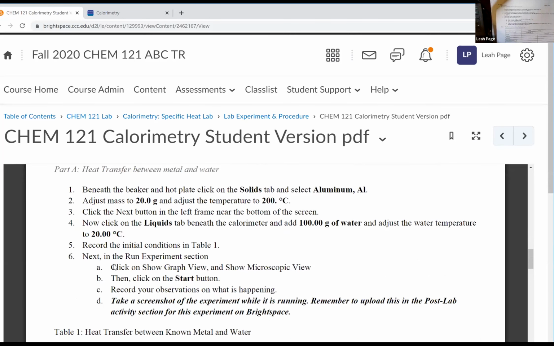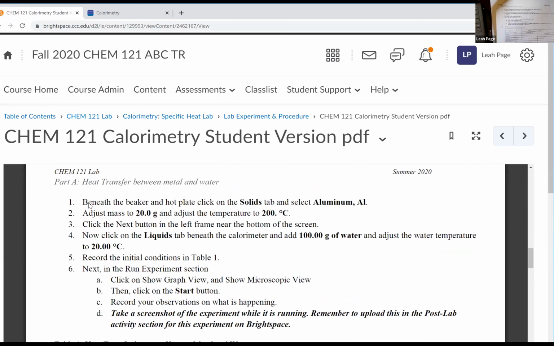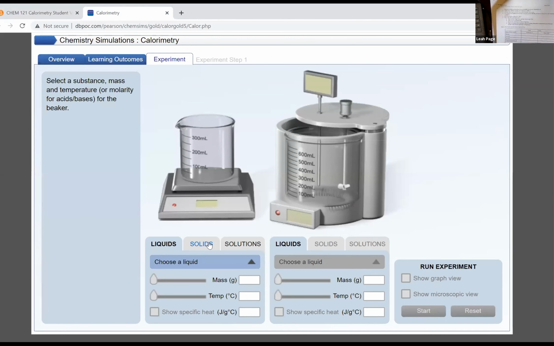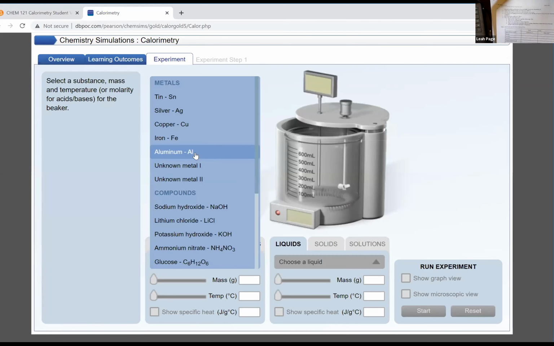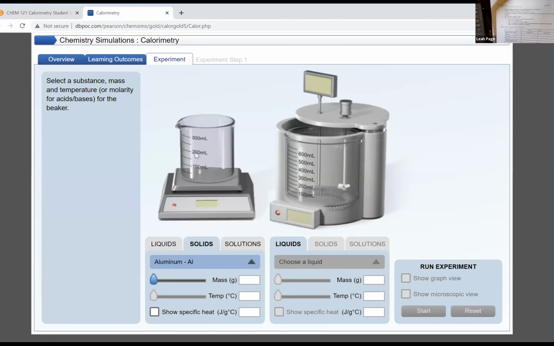Okay, so this is the page I'm on. It says, beneath the beaker and hot plate, click on solids tab and select aluminum. So that's my first step. That's what I'm gonna do first. Let me get back to it. So I'm going right here, I'm clicking solids, and then I'm gonna scroll to aluminum. All right, so that's my first step.